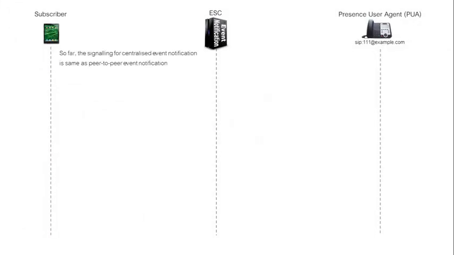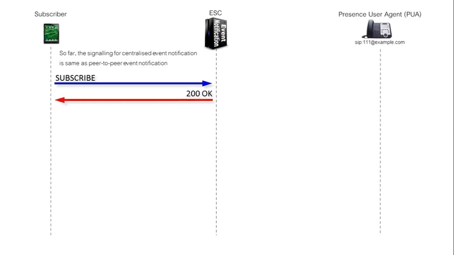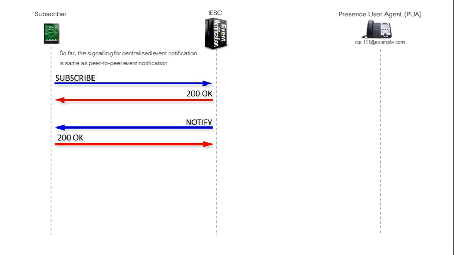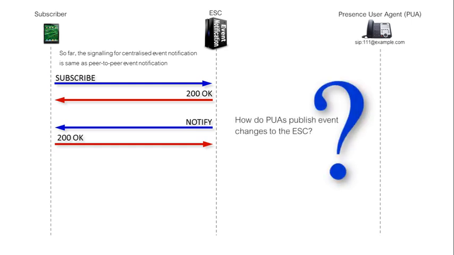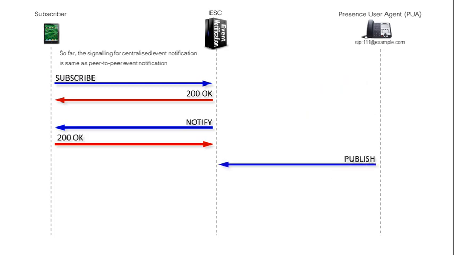Interestingly enough, so far the signaling for centralized event notification is the same as peer-to-peer event notification, in that the subscriber subscribes to an event, the presence agent, albeit an ESC this time, responds with a 200 and a notify to report current event status. The big question for me now is, how do presence user agents publish event state changes to the ESC? Well, they do so with another SIP extension request, the publish request.